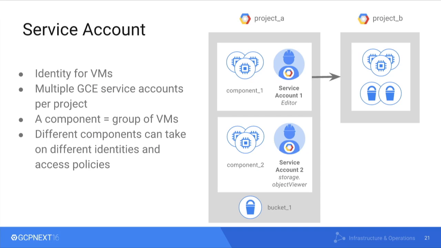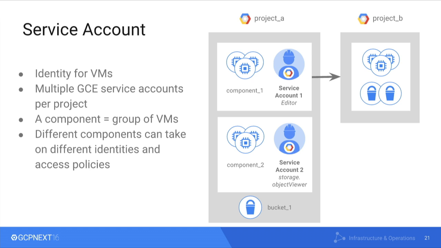Another feature that we have launched recently is per VM service account. Now, why do you need that? You need that so that your different VMs in your project can run with different identities and thus get different sets of privileges. So in this example here, in your project A, you have two components. Component 1 needs to manage and therefore be the editor on project B, whereas component 2 just needs to view a storage bucket. You don't want to grant your entire project's VMs the superset of all of these permissions, because that goes against our security best practice.